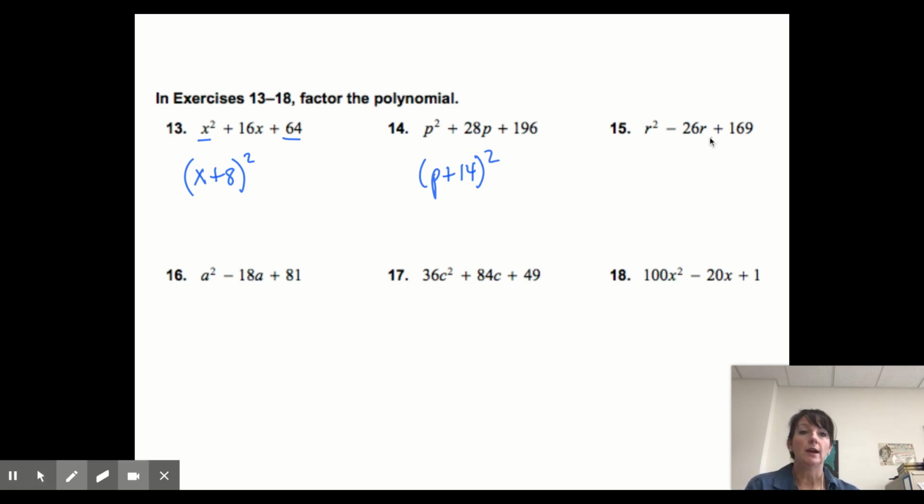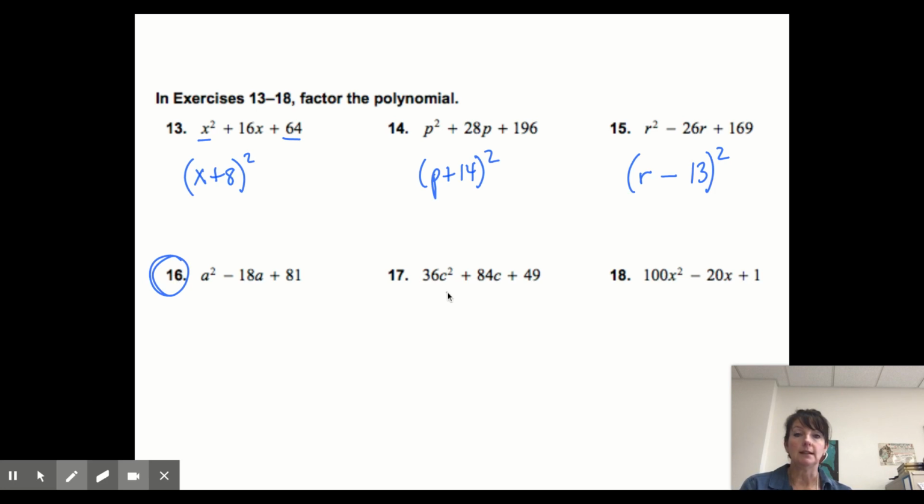Okay, when you have the negative here, we're going to have the square root of 169, so we'll have r, and then we'll have minus, the square root of 169 is 13, quantity squared in factored form. So I'm just reversing that pattern, and all I'm doing is taking the square root of the first term and making that the first term, the square root of the last term, making that this term, and separating it with a subtraction. Okay, why don't you do number 16? Write the factored form of number 16.